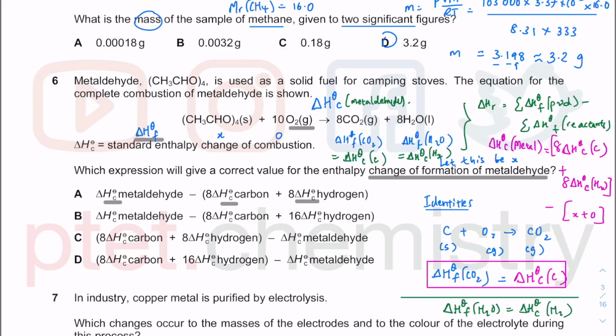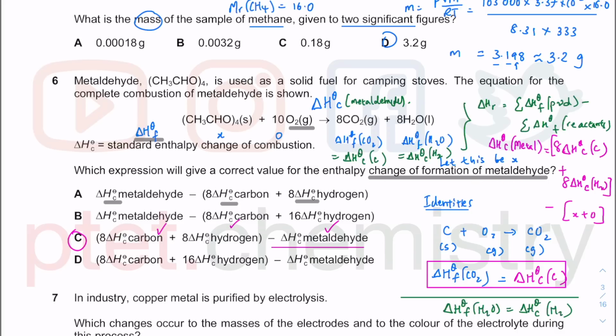Now I want to make x the subject. So I move the minus x to the other side. So all of this is still correct. And then minus the combustion of metaldehyde. So I guess I was right, and minus the enthalpy of combustion of metaldehyde as I move these to the other side. And I move the minus x to the left-hand side. And that will enable me to calculate or get an expression for x, which is the enthalpy change of formation of metaldehyde there.